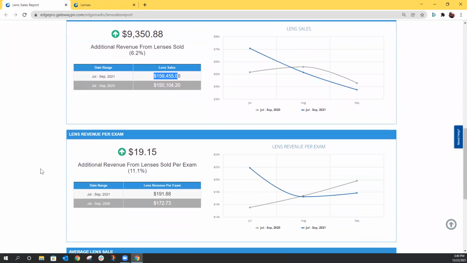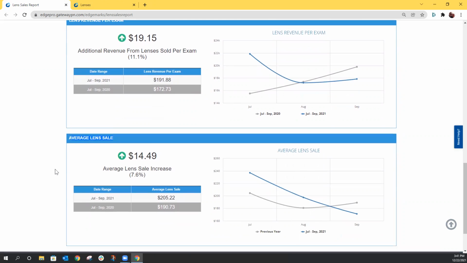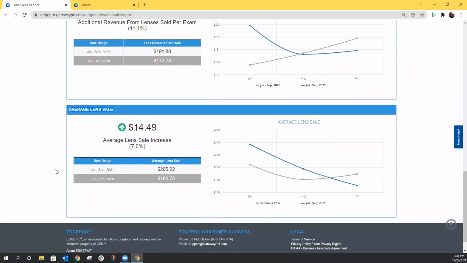When I scroll down, this is going to be our average lens revenue based off of our routine eye exam. So on average, our patients are spending $191 based off of a routine eye exam. Now, the box here where it just says average, this just means overall. If we're not comparing it to an exam, we're just looking strictly at lens sales. On average, our patients spend $205.